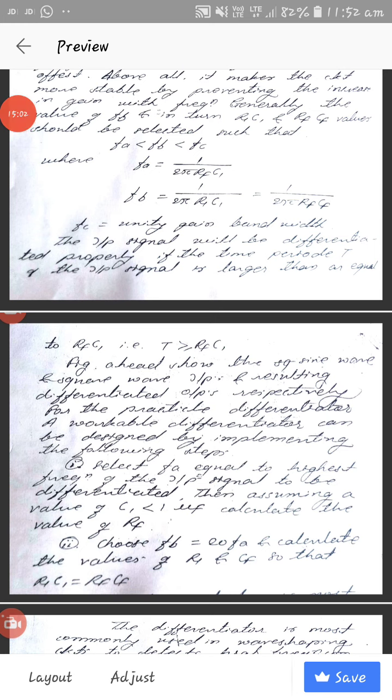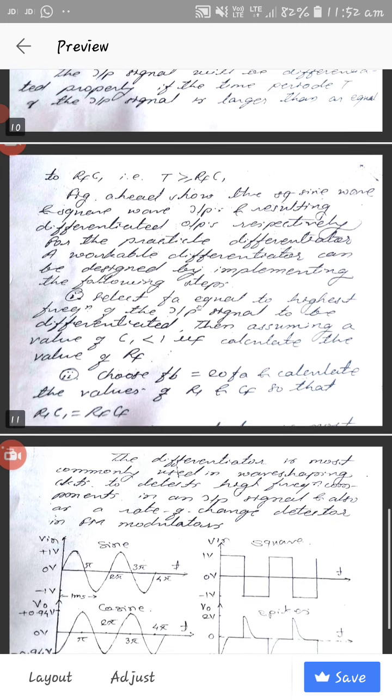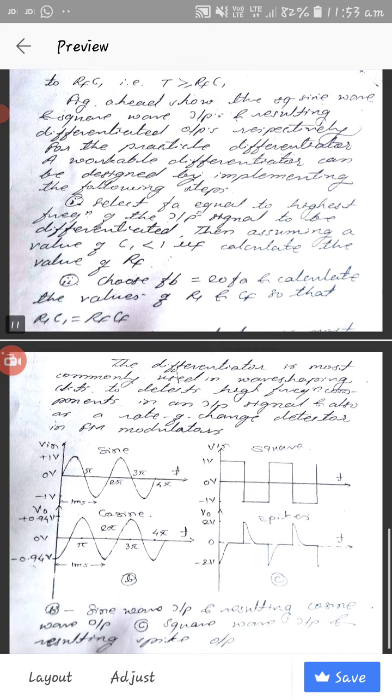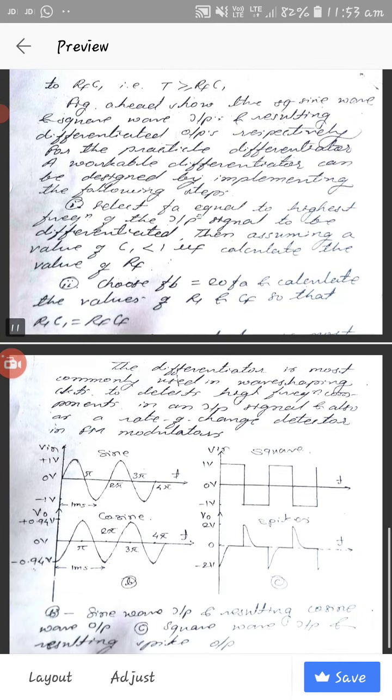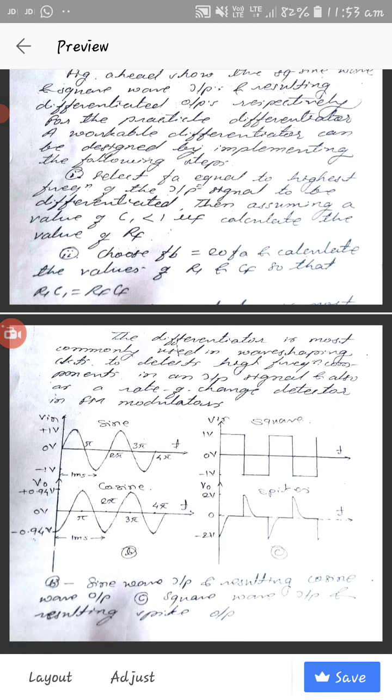The input signal will be differentiated properly if the time period T of the input signal is larger than or equal to RF C1. That is, the time is greater than or equal to RF C1. The figure shows the sine wave and square wave input and the resulting differentiated output respectively.